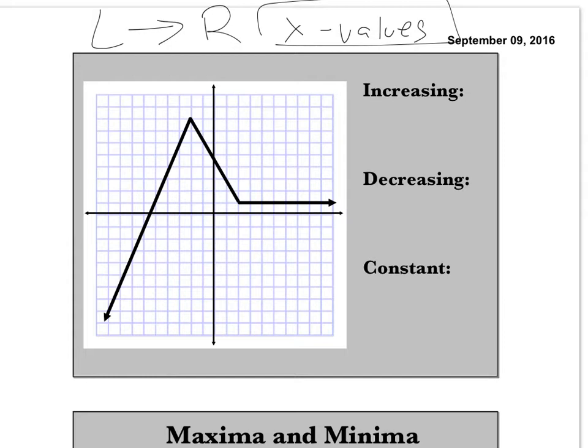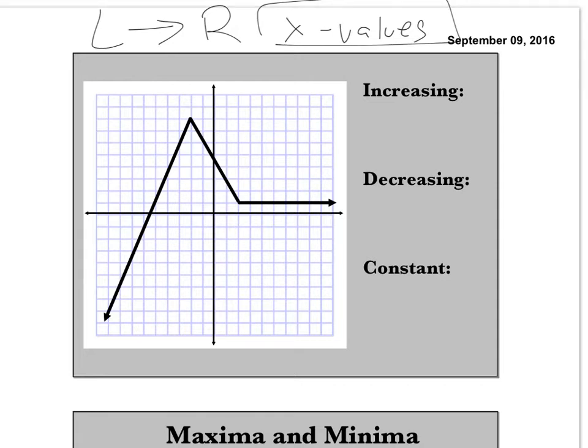When we're doing increasing and decreasing intervals, we don't care about the y values at all. When we use intervals to describe increasing and decreasing functions, we only look at the x values. We start increasing at this x value, we stop increasing at another one. So left to right, only looking at the x values. We'll look at the y values with something different next.